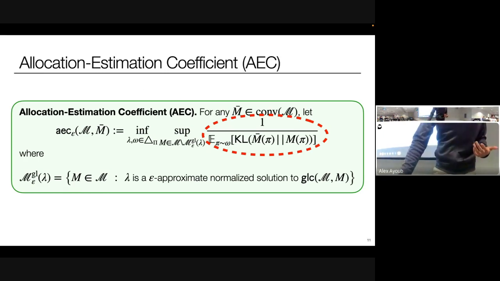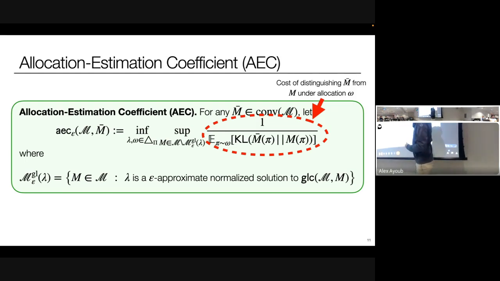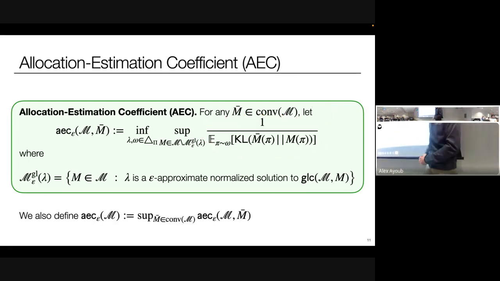The last term corresponds to essentially the cost of distinguishing m bar from m under this exploration allocation omega. So if you have some instances m bar and m, and you're drawing your decision pi from omega, the KL divergence is the statistical distance between them. The inverse of the statistical difference is like saying how many samples we need to collect to statistically distinguish. I'll also define this AEC of M without a reference model m bar, just a sup over models.